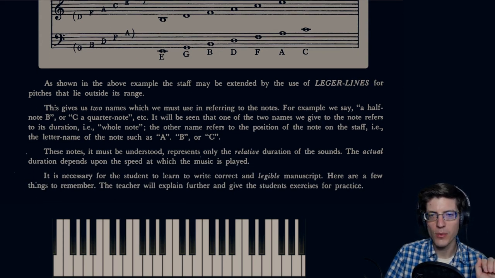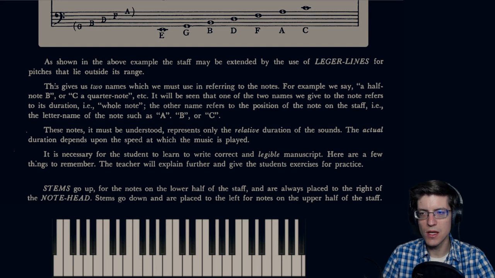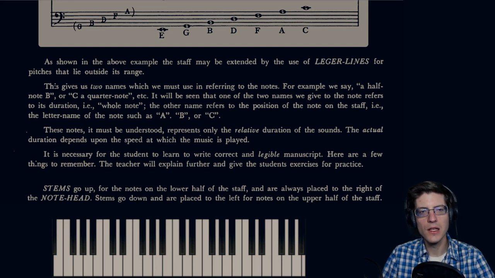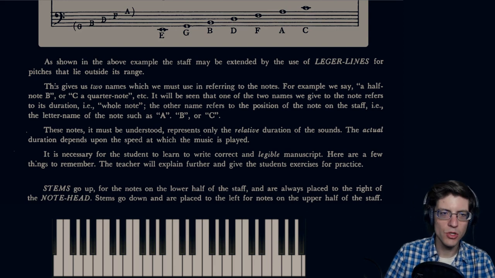As shown in the above example, the staff may be extended by use of ledger lines, as mentioned a little earlier, for pitches that lie outside its range, so outside the range of the clef. This gives us two names which we may use in referring to the notes. For example, we say a half note B or a quarter note C, etc. One of the two names we give to the note refers to its duration, i.e. whole note. The other name refers to the position of the note on the staff, i.e. the letter name of the note, such as A, B, or C. So we can have pitch or duration or both.